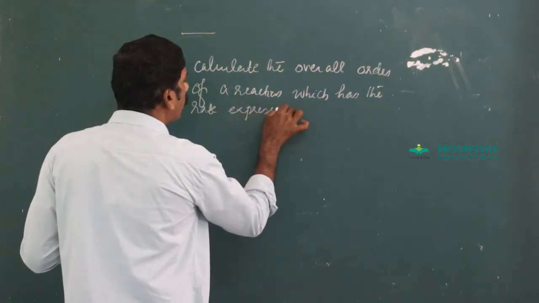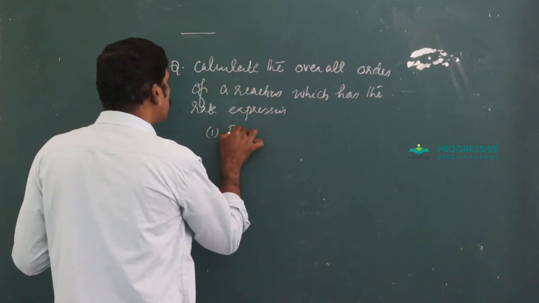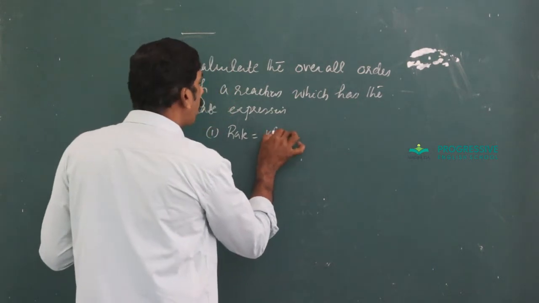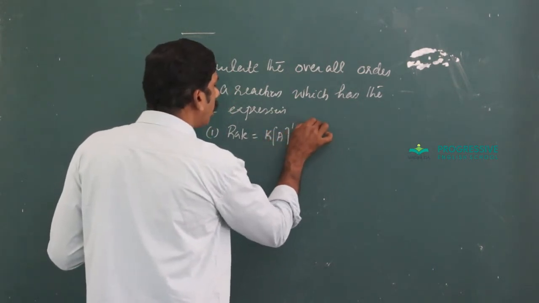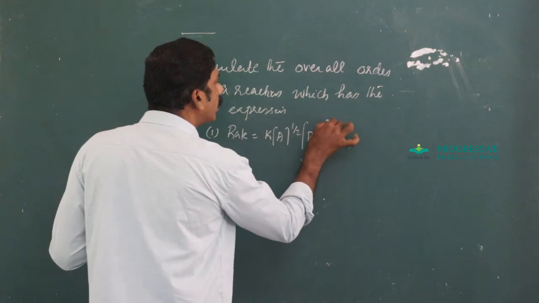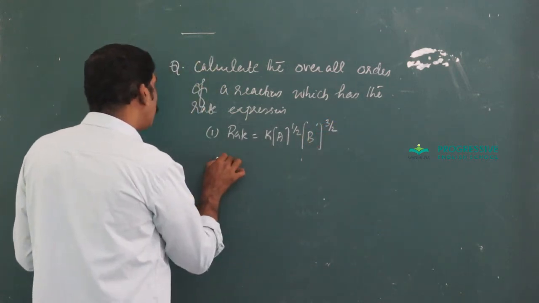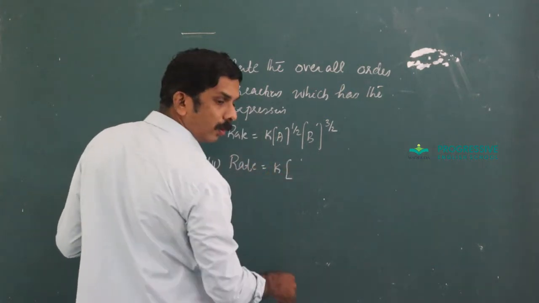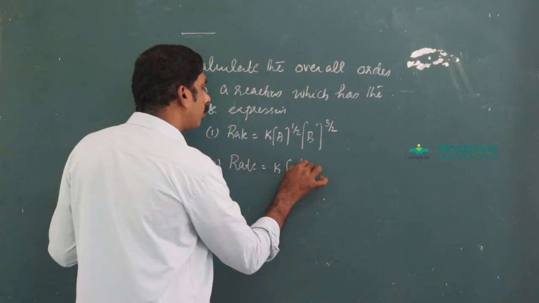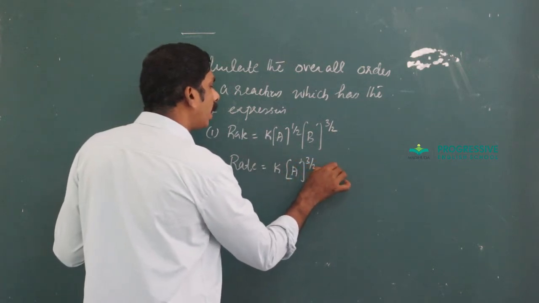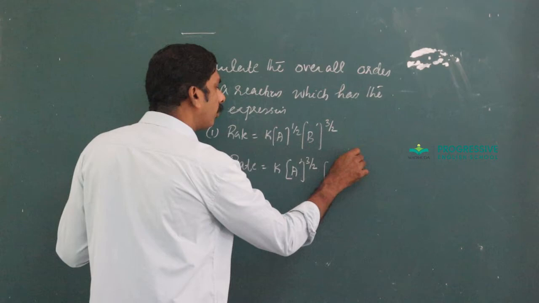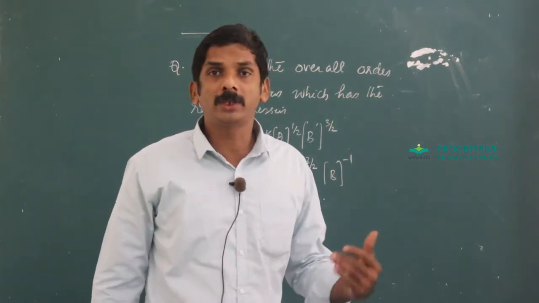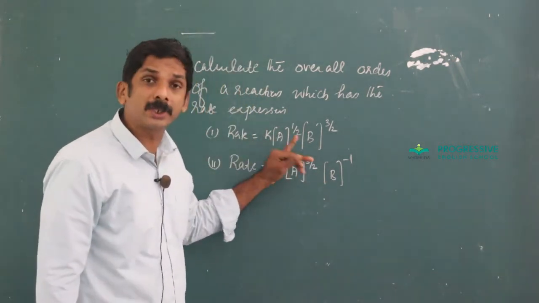Here there are two rate expressions. One is rate equal to k into molar concentration of A raised to 1/2 into B raised to 3/2, and for the second one, rate equal to k into molar concentration of A raised to 3/2 and molar concentration of B raised to -1. Two rate laws, or rate expressions, are given.